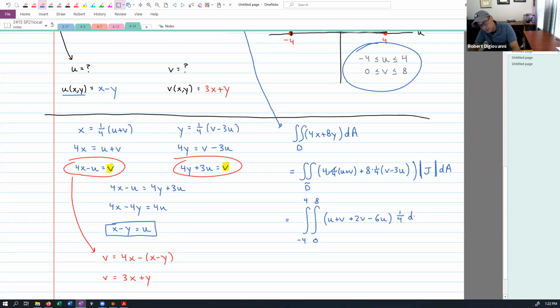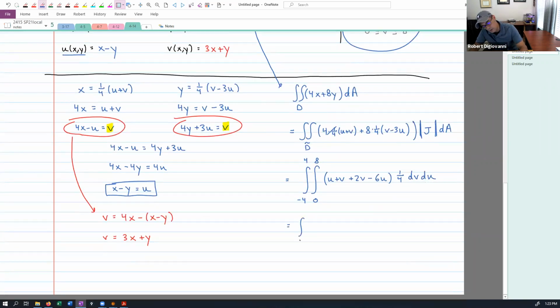dv du, because the u is the outside one, right? -4 to 4, 0 to 8. -5u plus 3v. 1/4 I'll pull to the outside of the integral because it's a constant, dv du. And then at that point, it's pretty straightforward. You just integrate with respect to v, which will be pretty easy because these are just powers of v or powers of u. Plug in 0 and 8, and then go and integrate with respect to u. Okay, I'm going to stop there.